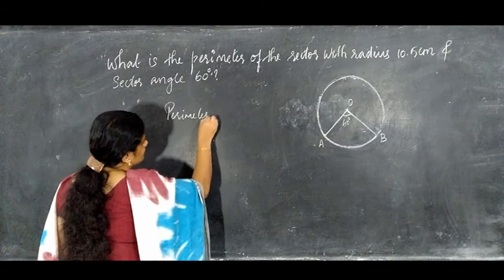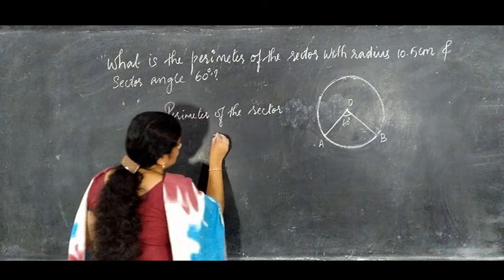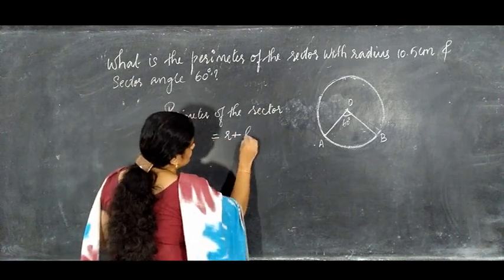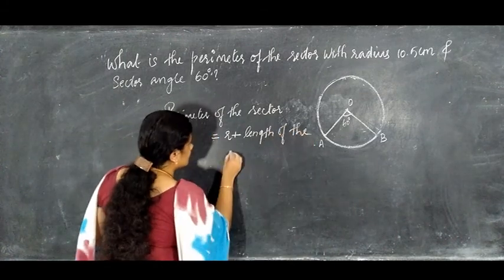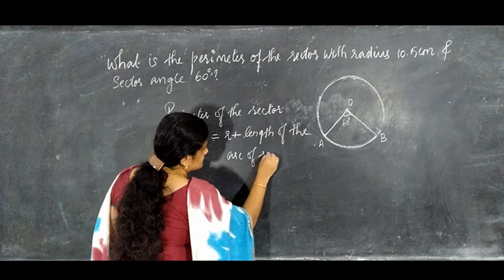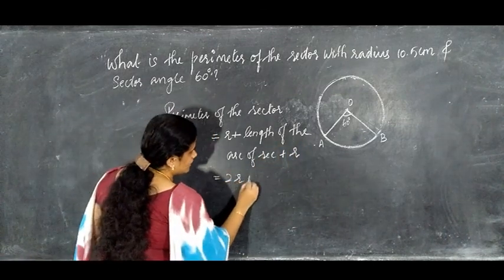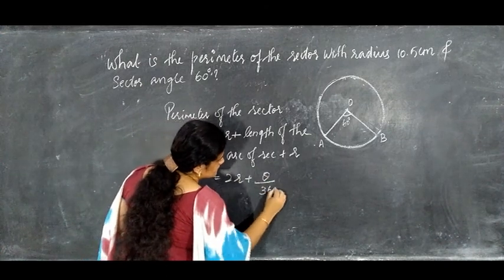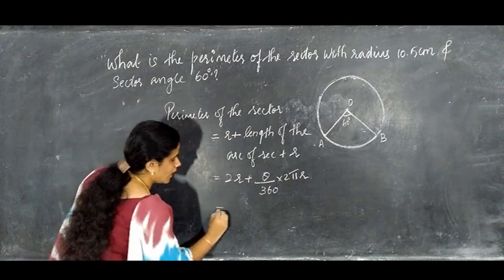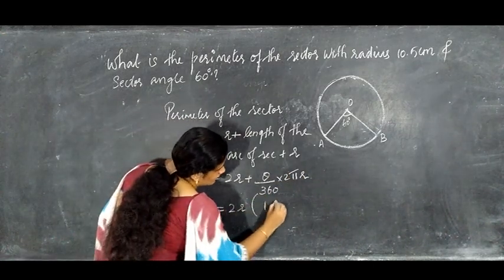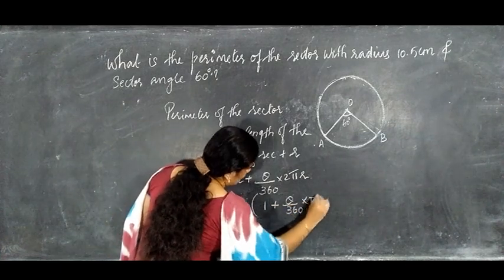Perimeter of the sector is equal to R plus length of the arc of sector plus R. Now what we have, 2R plus theta by 360 into 2 pi r. Now here 2r is common. So what will be there? 2r into 1 plus theta by 360 into pi.